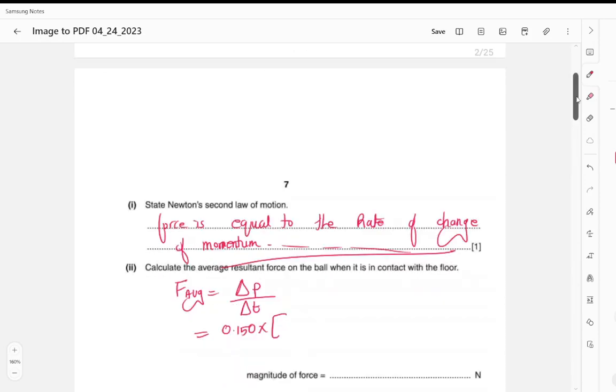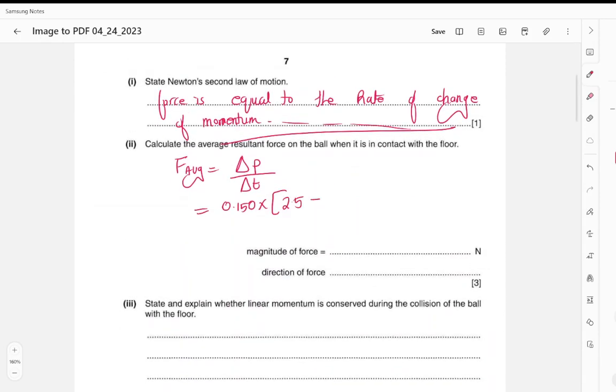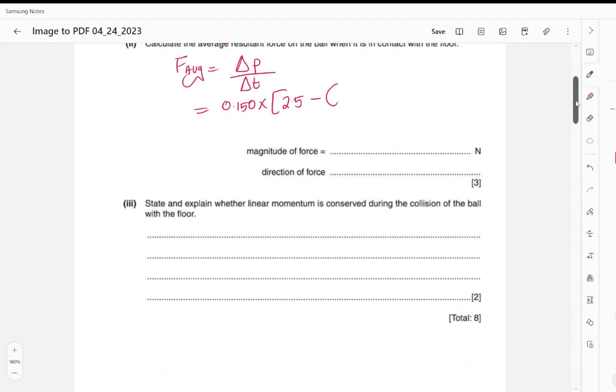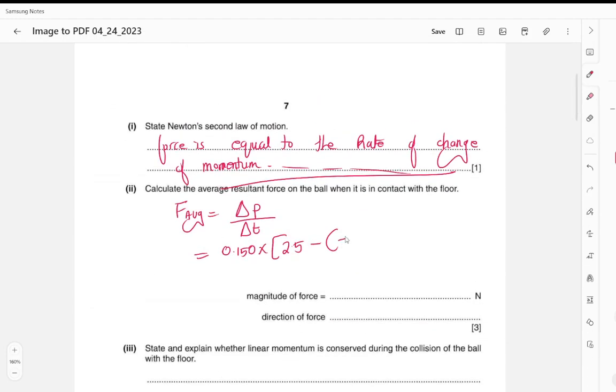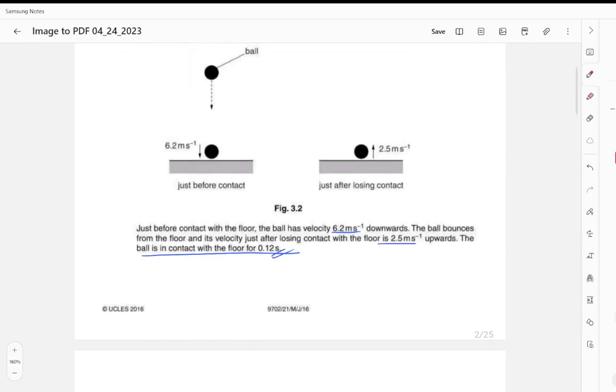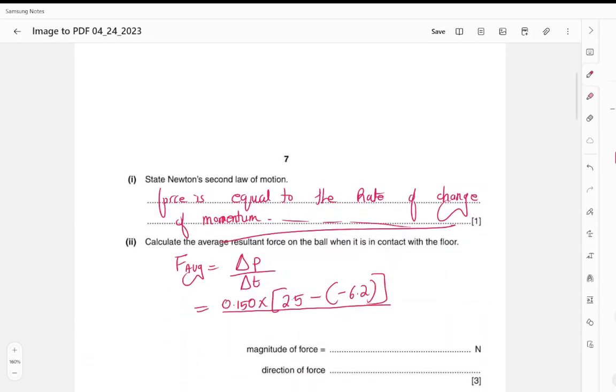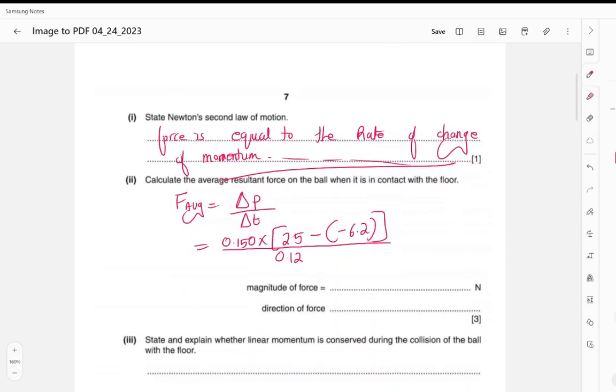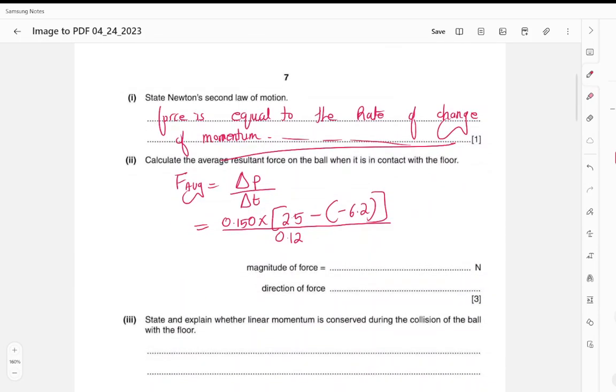So this is going to become 2.5 minus, in brackets, because this is a change in velocity. But then again, मेरे पास ऊपर जाते हुए पॉजिटिव था and when it was actually just falling down the velocity was taken as negative, so this is going to be minus 6.2. So that should do it. And then divided by the time taken for the contact, and that time was actually given to us as 0.12 seconds. Oh my god, 0.12 था या milliseconds था ना, it was actually in seconds.